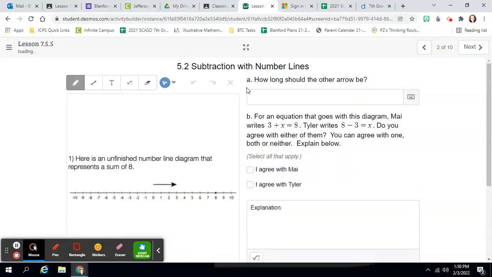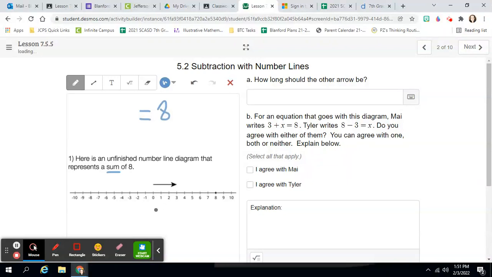All right. So now we're looking at subtracting with number lines. Okay. So it says, here's an unfinished number line diagram that represents a sum of 8. So I know that the word sum means the answer to addition, right? So automatically I know it's something that equals 8. That's what sum of 8 means, okay?